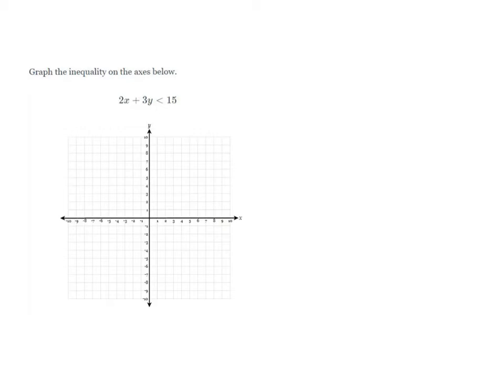All right, let's take a look at this example. You're asked to graph the inequality on the axes below. The inequality that is given to you is in standard form: 2x plus 3y is less than 15. So this is going to be a quick review of converting from standard form to y equals mx plus b form, or what we call slope-intercept form. Remember, in slope-intercept form, I'm trying to solve for y. So in this example specifically, I'm going to subtract 2x from both sides.